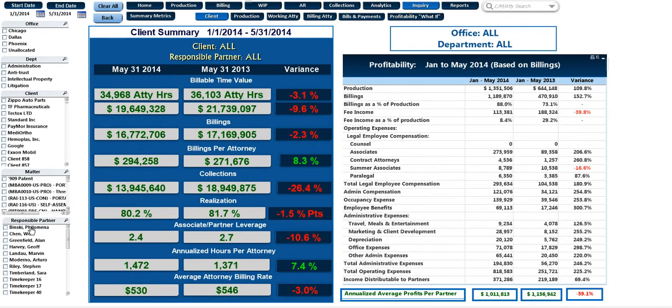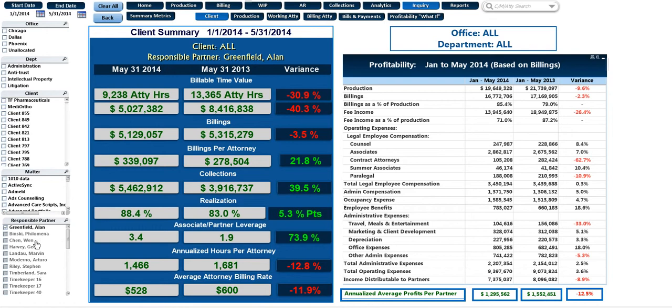Picking one more partner, Alan Greenfield, we see once again how the metrics align with the results we would expect. Better leverage on his matters than the firm as a whole, better realization, and similar attorney productivity to the overall firm result in better revenue per attorney and, as would be expected, higher profitability.